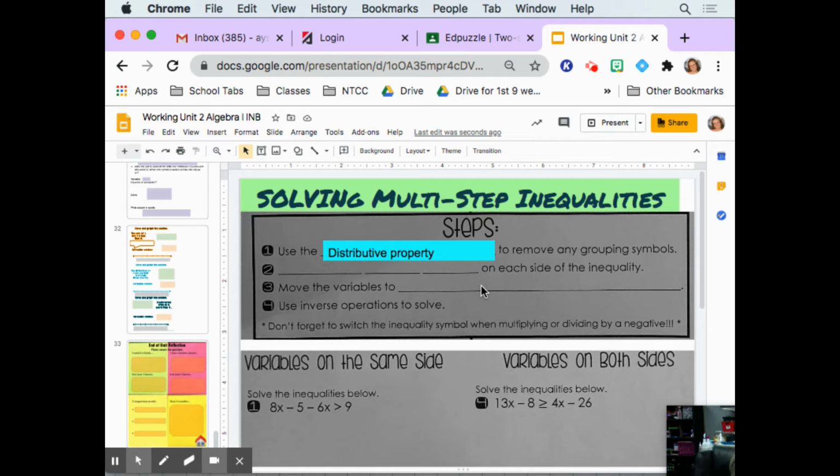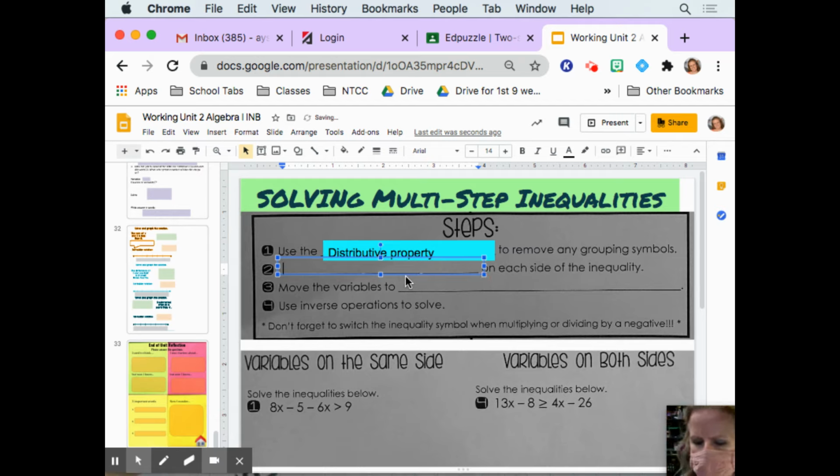Okay, the next one, we have three blanks on each side of the inequality. Blank, blank, blank on each side of the inequality. After you distribute, what do you do next? I remember, combine like terms.